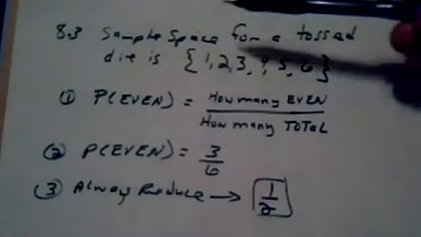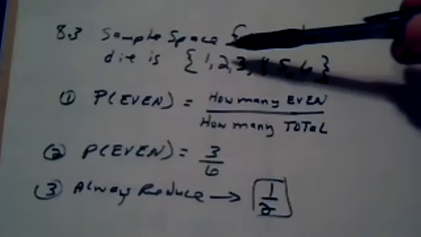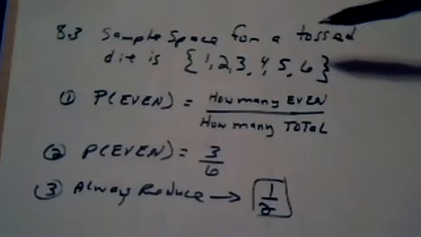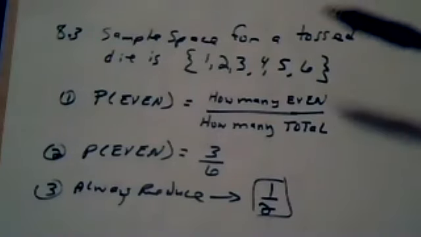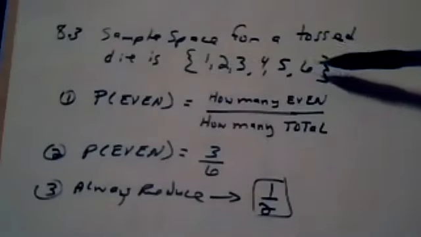Suppose you have a sample space for a tossed die. So you toss one die, these are the only things that you could get. You get a 1, a 2, a 3, a 4, a 5, or a 6, one die. So this is the universe. This is the sample space of tossing one die.